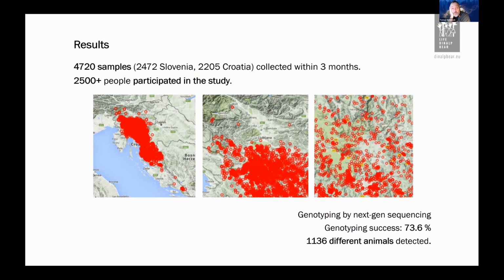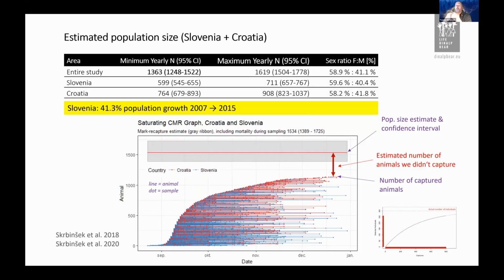The results were good. Within 3 months, we managed to collect close to 5,000 samples. We estimate, we don't know exactly, but we estimate there were over 2,500 people participating in the study. We used genotyping by next generation sequencing to analyze the samples, and we got quite decent genotyping success and detected 1,136 different animals. Then we applied marker capture modeling to this data to estimate the total population size. We did different modeling approaches and got nearly the same results.